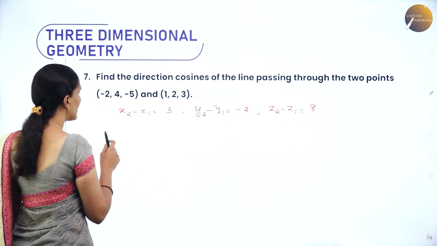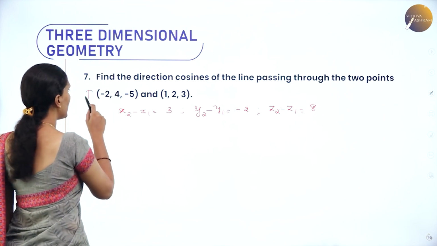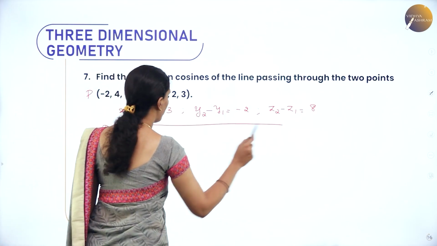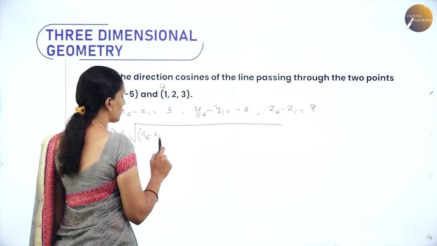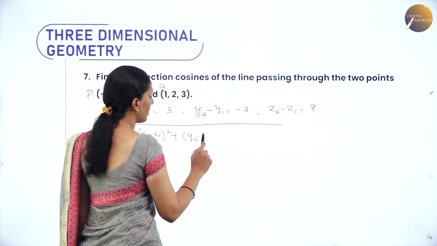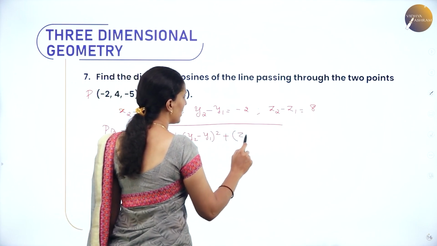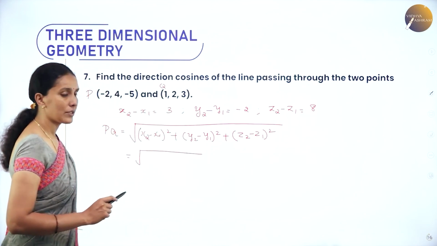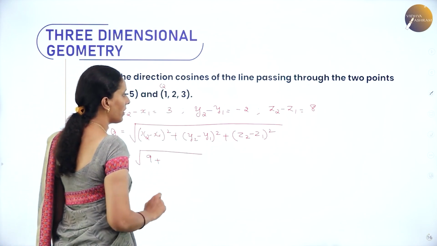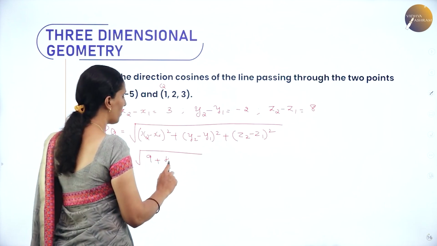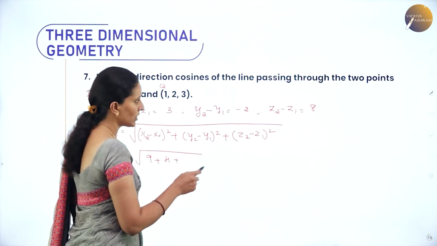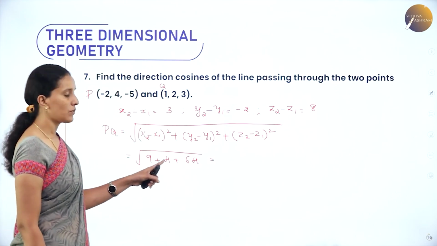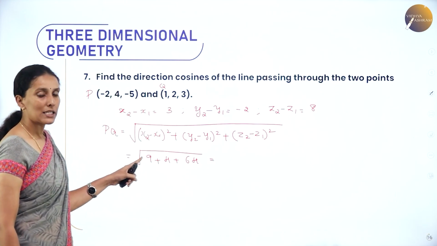Now let us calculate the distance. If I take this point as P and this point as Q, then the distance PQ is the square root of x2 minus x1 whole square plus y2 minus y1 whole square plus z2 minus z1 whole square. So it is the square root of 3 square, which is 9, plus minus 2 whole square, which is 4, plus 8 square, which is 64. So we have 64 plus 4, 68, 68 plus 9, which is 77.